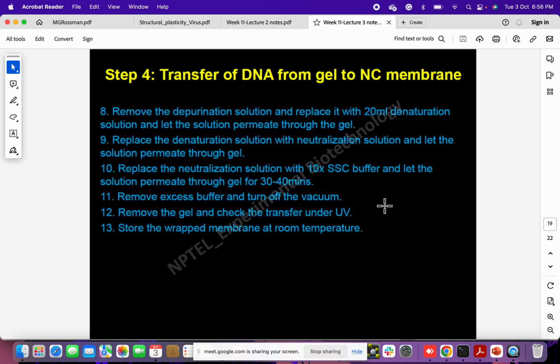Transfer of DNA from gel to nitrocellulose membrane. Remove the depurination solution and replace it with 20 ml denaturation solution and let the solution permeate through the gel. Replace the denaturation solution with neutralization solution and let the solution permeate through the gel. Again, replace the neutralization solution with buffer and let the solution permeate through the gel. Then remove excess buffer and turn off the vacuum. Now remove the gel and check the transfer under UV.